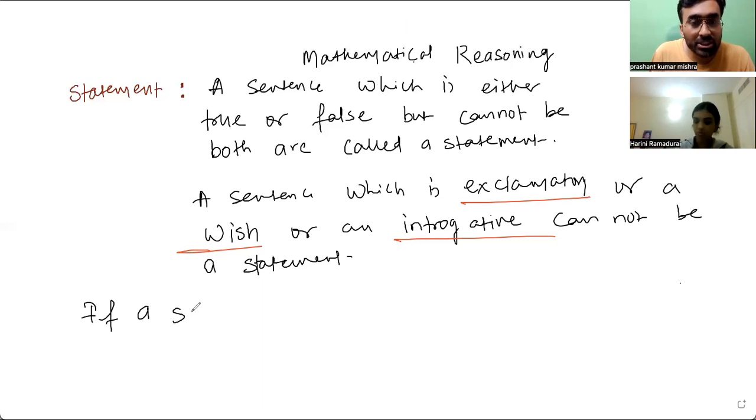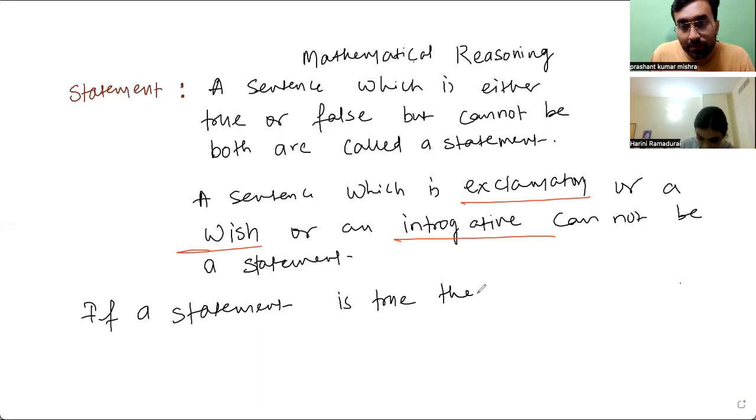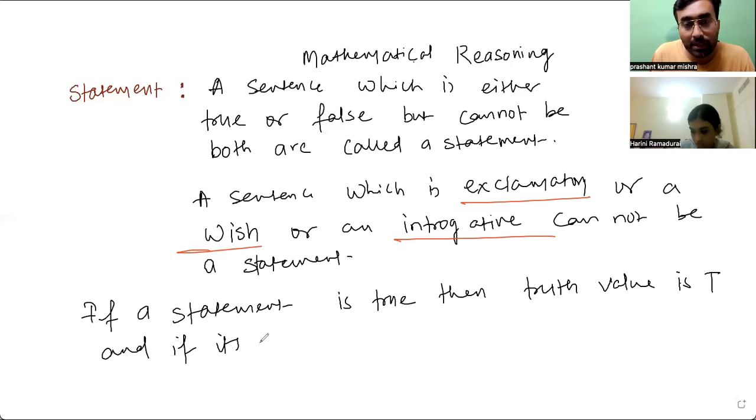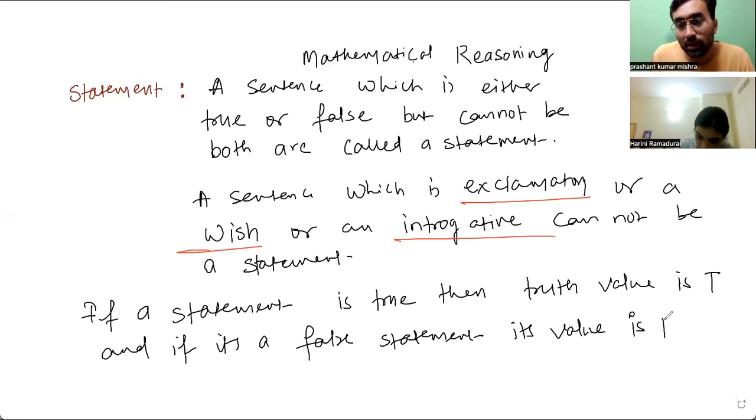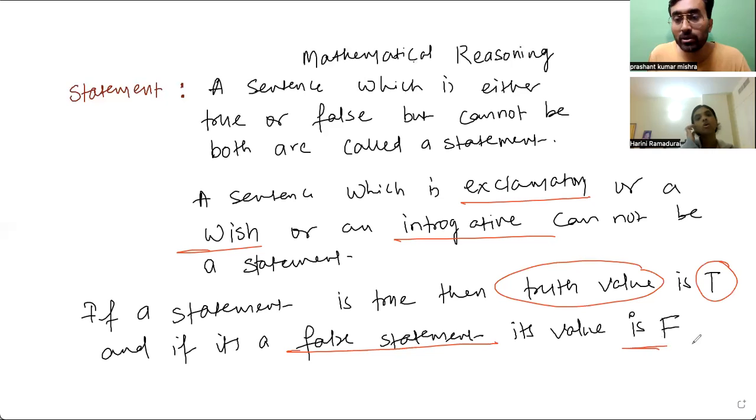Now, if a statement is true, then its truth value is T. And if it's a false statement, its truth value is F. So if it's a correct statement, its truth value will be T. And if it's a false statement, its truth value is F. Now see a few examples I will tell you. Note it down till here.